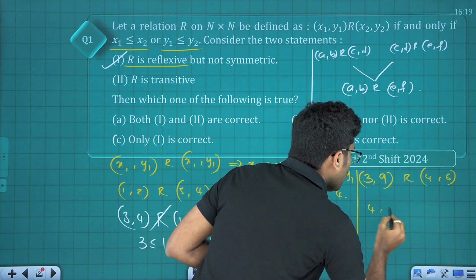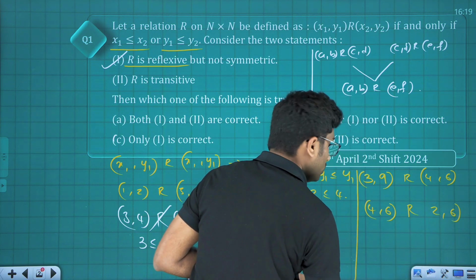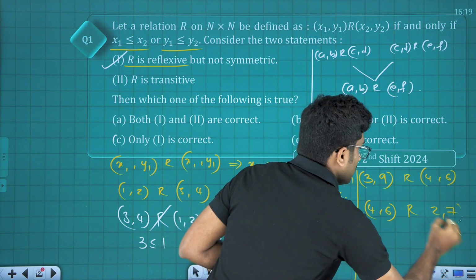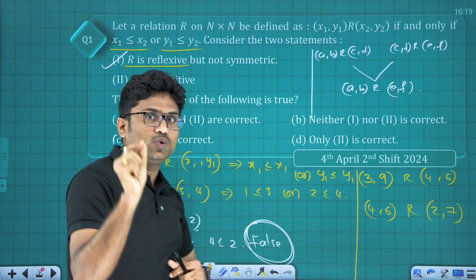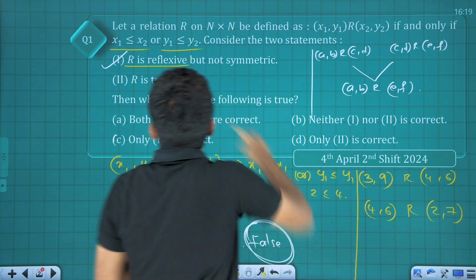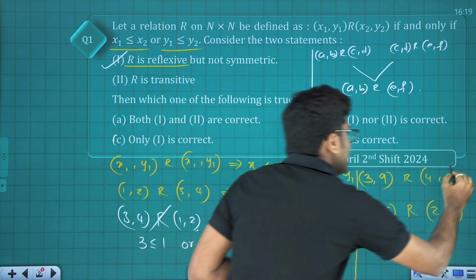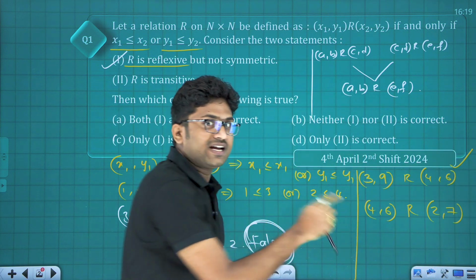In the same way, (4, 6) is related to (2, 7). Is 4 less than or equal to 2? No, but we have 6 is less than or equal to 7. So, these two ordered pairs are in relation.